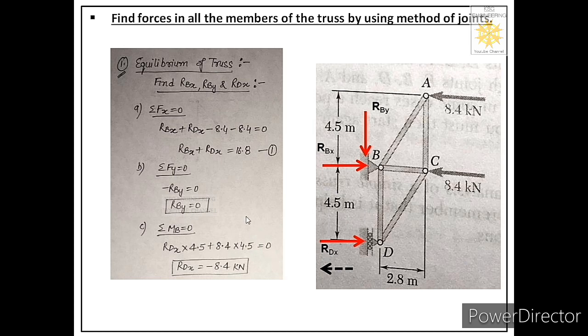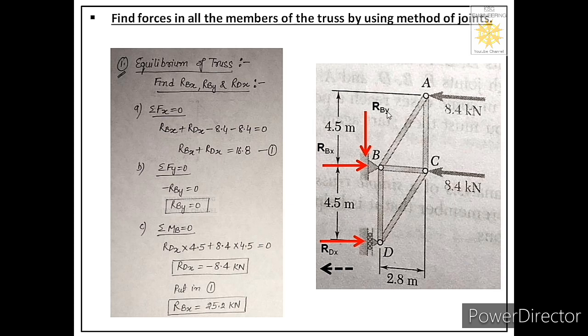Now next we have to find the value of Rbx. So for that what we have to do? We have to put the value of Rdx as minus 8.4 in equation 1 to get the value of Rbx. So the value of Rbx is 25.2 kilonewton and it is a positive value. That means whatever direction we have assumed at the start for Rbx, that is correct. So it is acting towards right.